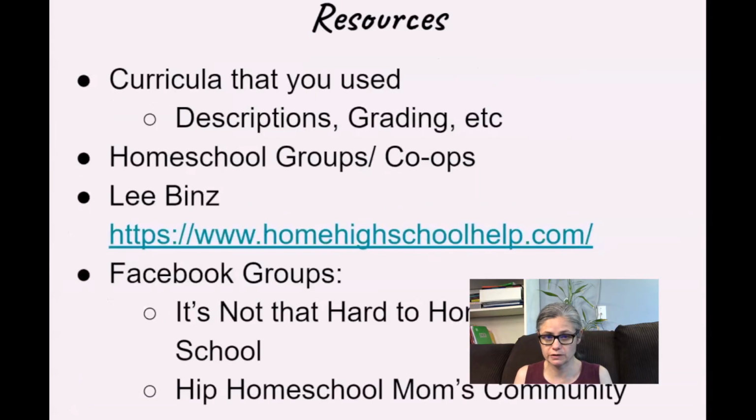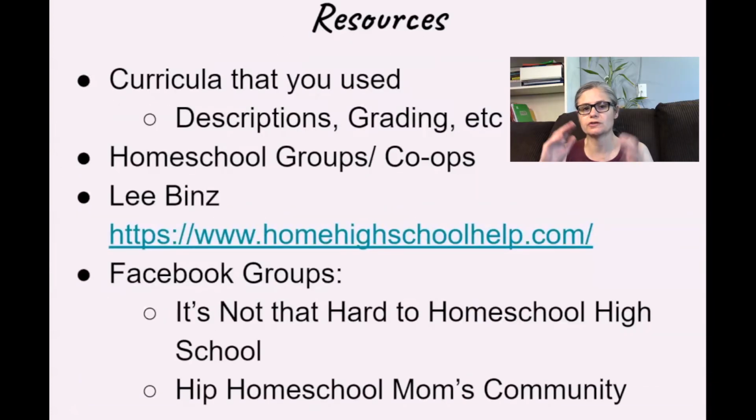Next, let's look at some resources. The easiest resource to use is the curricula that you are using. Read their descriptions. Oftentimes, they will say ways that they think this course could be graded. Take the information that the writers of this curricula give to create your course descriptions. You don't have to reinvent the wheel. A lot of it is already written down in places. Another great resource to go to are your homeschool groups and co-ops. Do you have an active homeschool community in your area? Seek out the homeschool high school parents. Ask them for how they have completed their course descriptions.